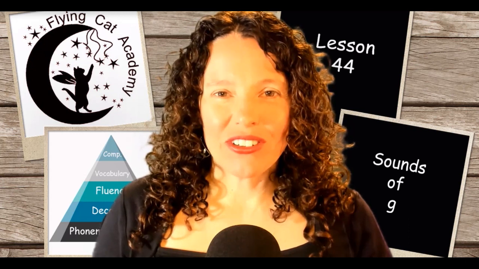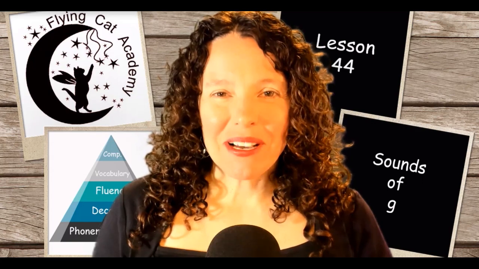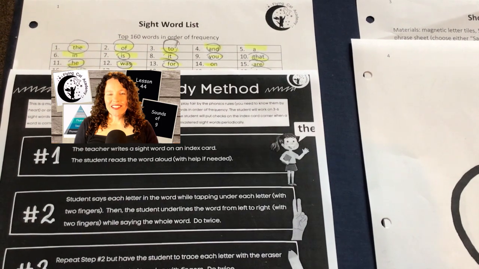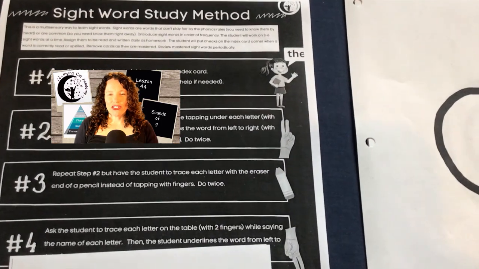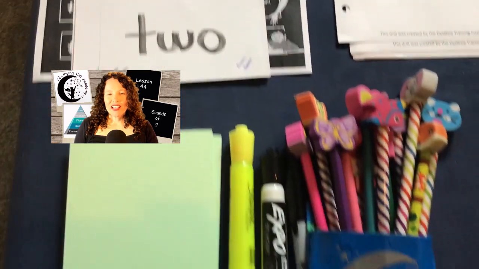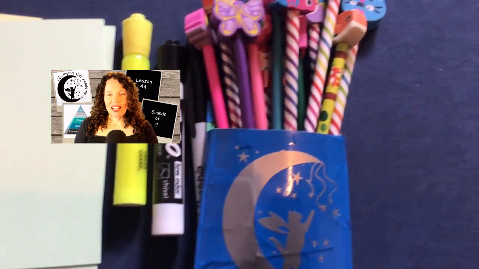In this lesson, we will introduce the student to the two sounds of G. Let's begin by setting up the table. You'll need your top 160 sight word list, the sight word study method instruction sheet, and the student's card pack of sight words. You'll need some blank cards, highlighter markers, and some pencils.